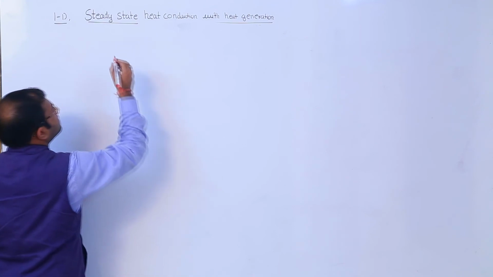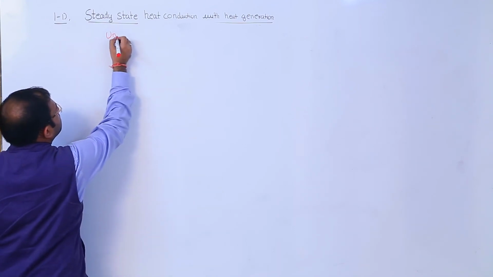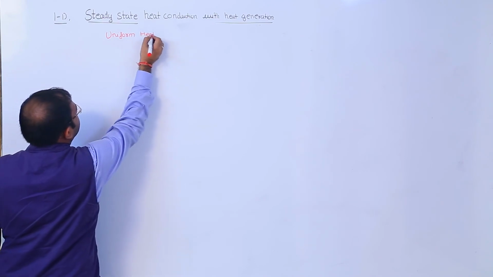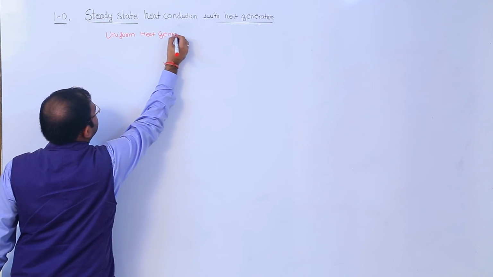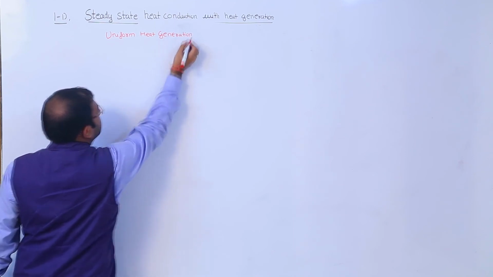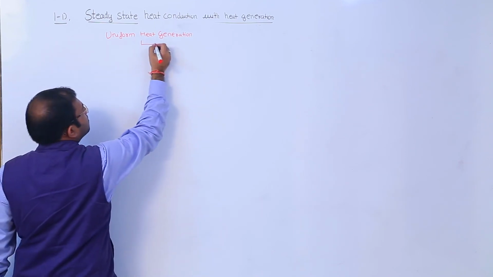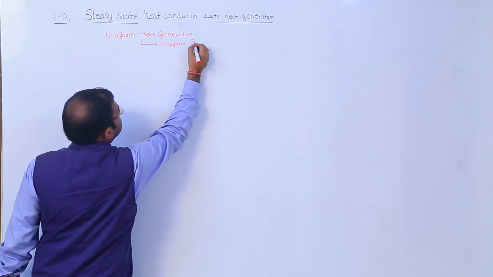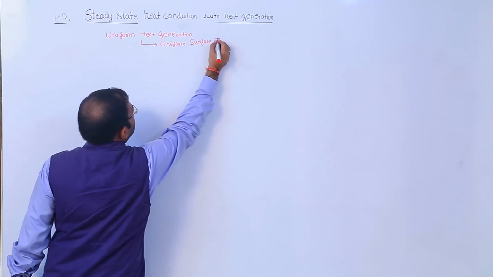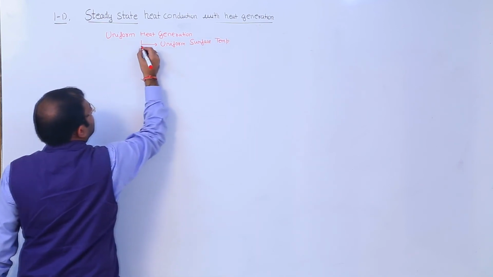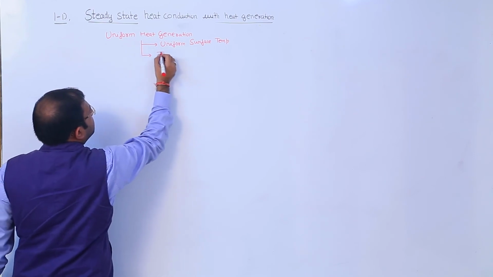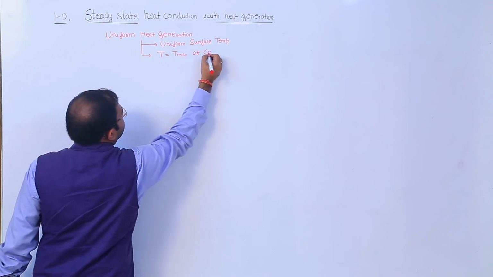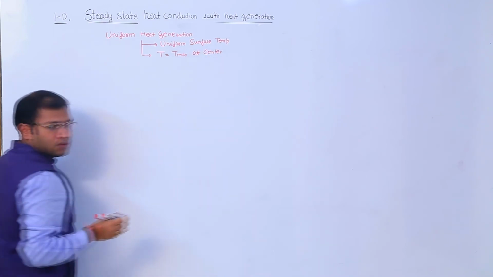Now first of all we have studied uniform heat generation. Uniform heat generation means uniform surface temperature and T is equal to T max at center, fine.